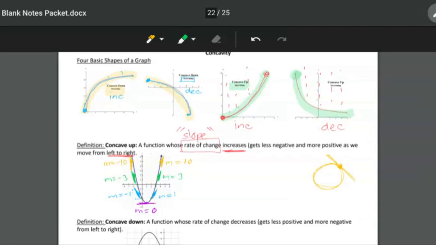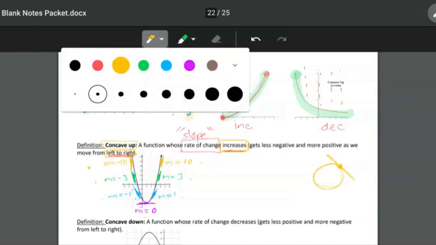But if you now analyze from left to right, tracing from left to right, my slope is -10, -3, -1, 0, 1, 3, 10. Those slopes go up. They start at negative, they go to 0, and then they keep going up, 1, 3, 10. All right, so your slopes are increasing. Anytime that happens, your graph will be concave up. It will start to curve up. So that's the mathematical definition that you want to know, that your slopes will increase from left to right.